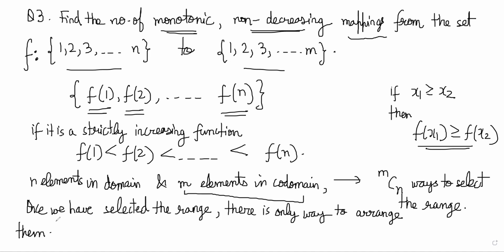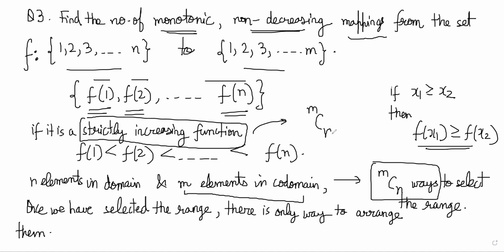So in order to make it a strictly increasing function, we have to arrange them in ascending order, right? So once you have selected the range elements, you just have to arrange them in ascending order, but the number of ways to arrange them in ascending order is strictly one. So if you were asked how many strictly increasing functions are there, you would have said it is mCn, right? Because the number of ways to do it is mCn times 1, right? But the question is asking us about basically non-decreasing functions. It is not a strict inequality, it is a less than or equal to type of inequality, right? So let's look at a concrete problem here.